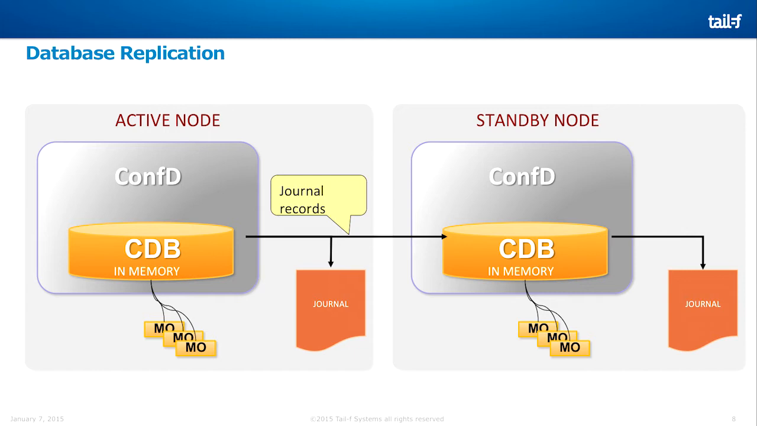ConfD and CDB do things such as heartbeat and monitor that replication link to ensure that the nodes are in contact with each other. If problems do occur, they'll be reported to the external high availability framework, which is setting up the high availability replication relationships and monitoring for any issues that may occur.